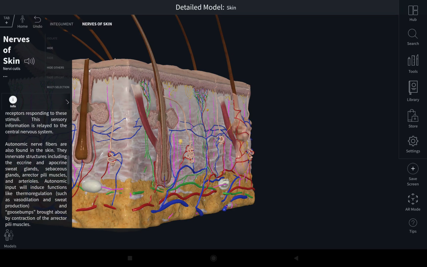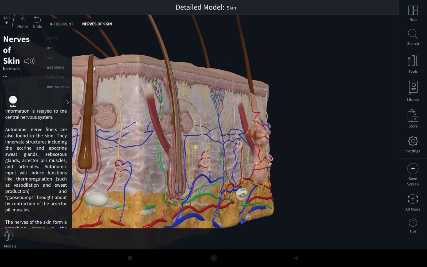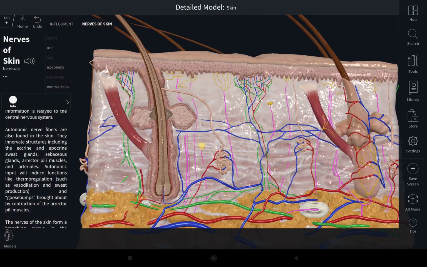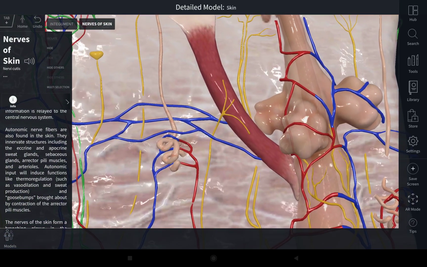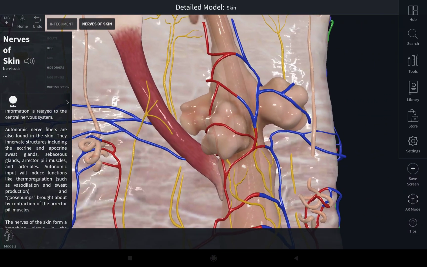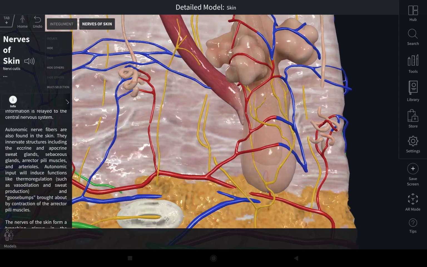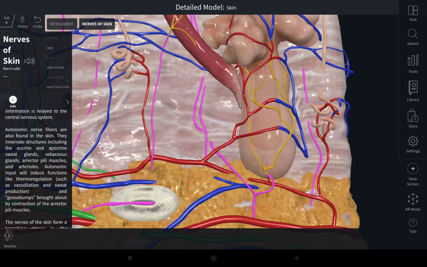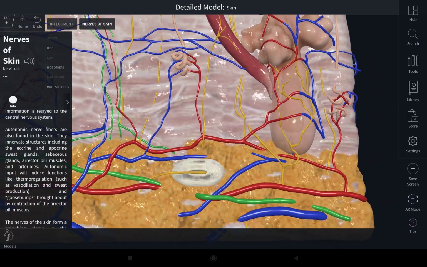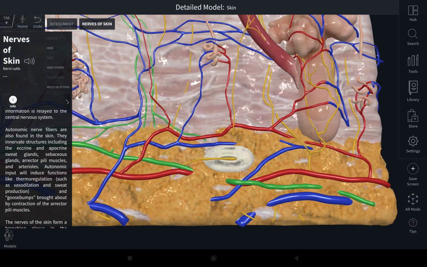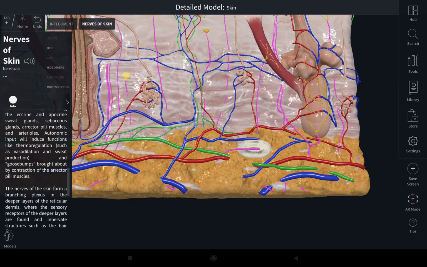Autonomic nerve fibers are also found in the skin. They innervate structures including the eccrine and apocrine sweat glands, erector pili muscle, and arterioles. Autonomic input will induce functions like thermoregulation, such as vasodilation and sweat production, and goosebumps brought about by contraction of the erector pili muscle.